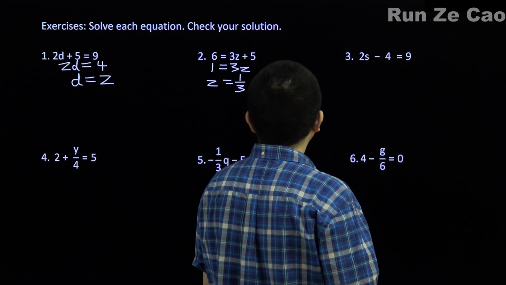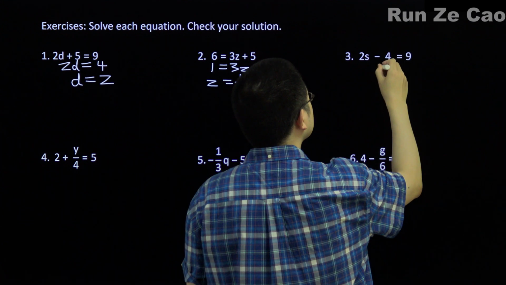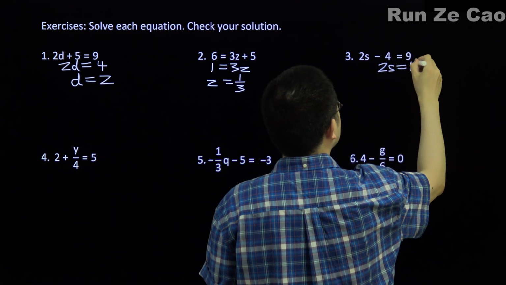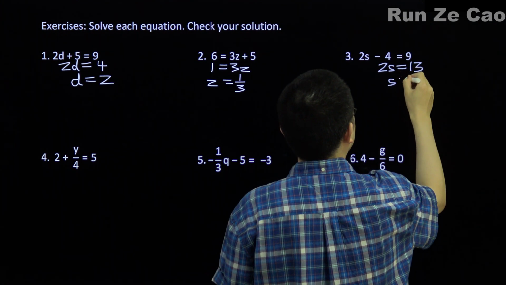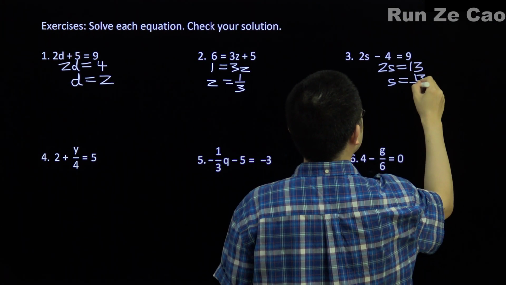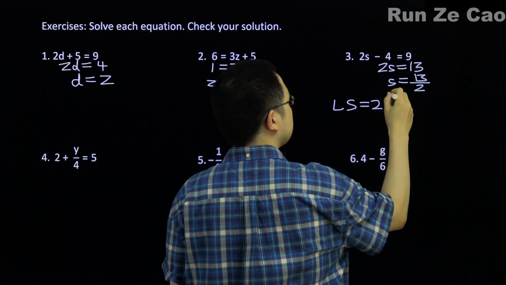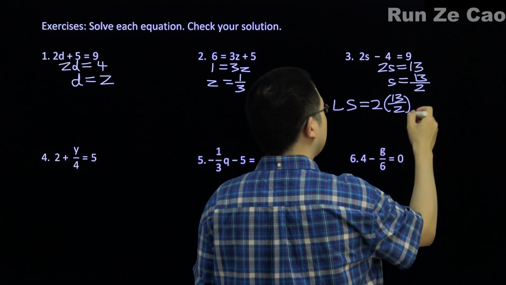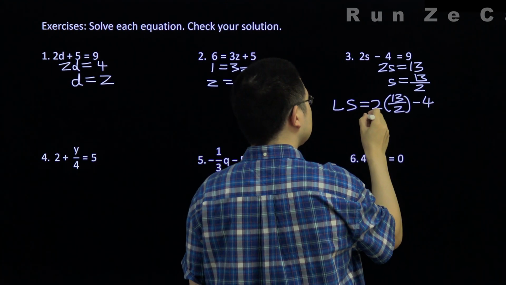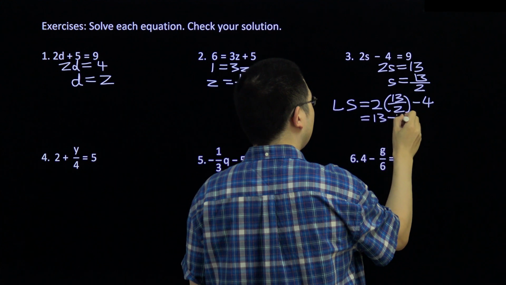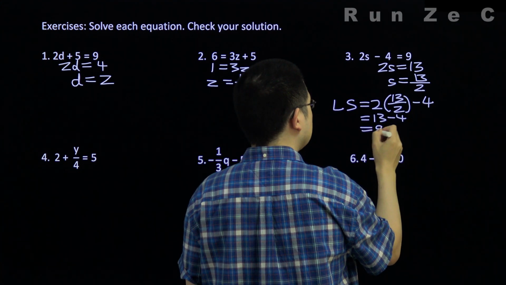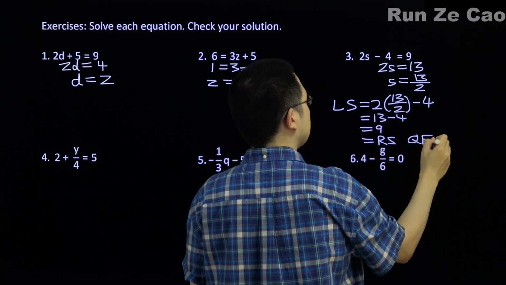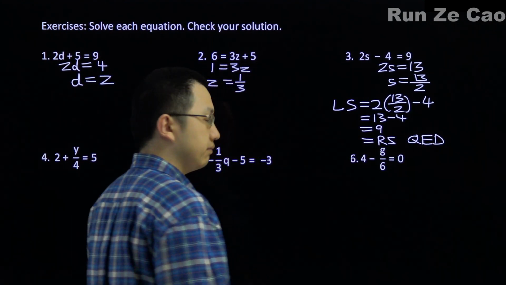2s minus 4 equals 9. Well, 2s is equal to 9 plus 4, which is 13. And s is going to be equal to 13 over 2. If we want to write out the check, it's 2 times the value we found for s for the left side, minus 4, which is equal to 13 minus 4, which is equal to 9, equals the right side. Therefore, QED, what's been asked has been shown.